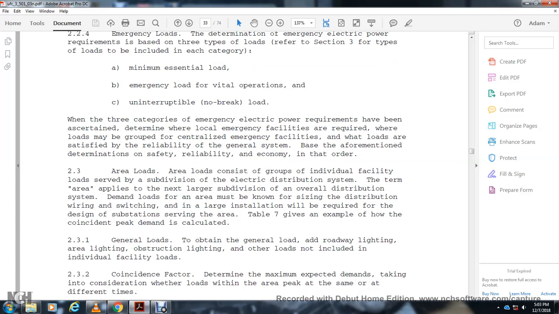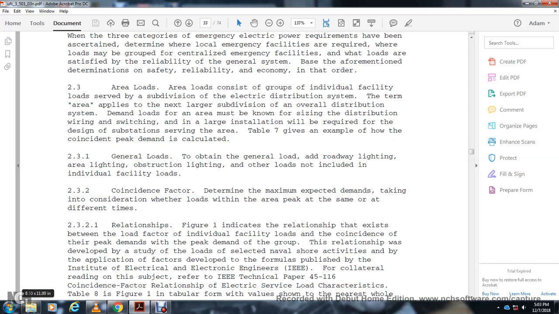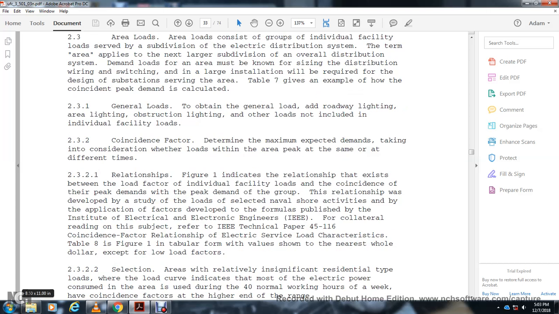General load includes roadway lighting, area lighting, obstruction lighting, and other loads not included with the individual facility. Coincident factors determine the maximum expected demands taken into consideration. The weather load of the area peak is the same. The different types, the relationship 2.3.2.1.